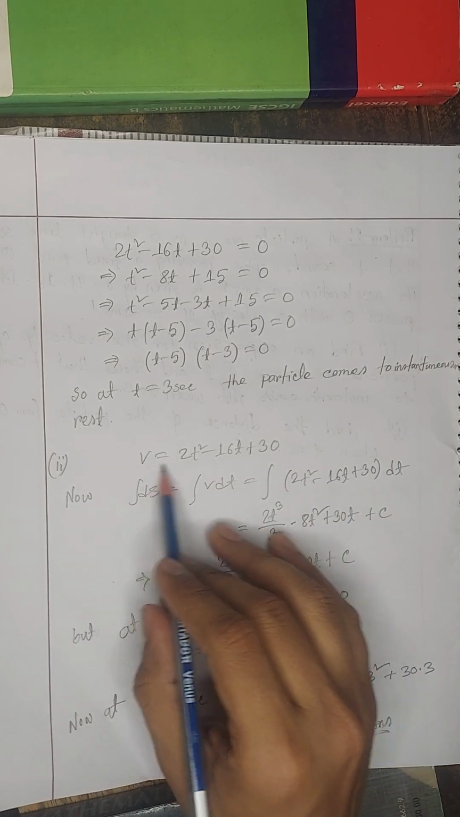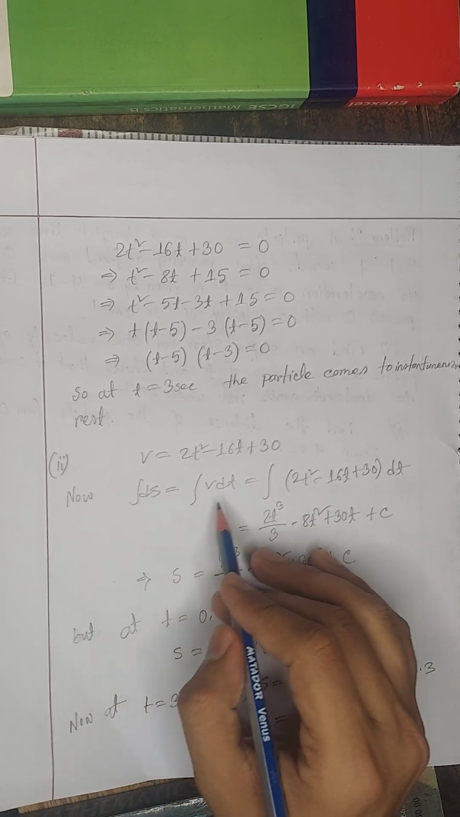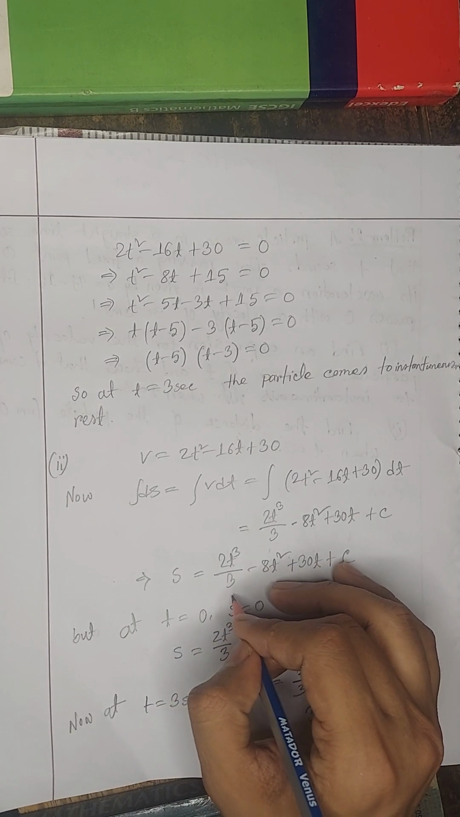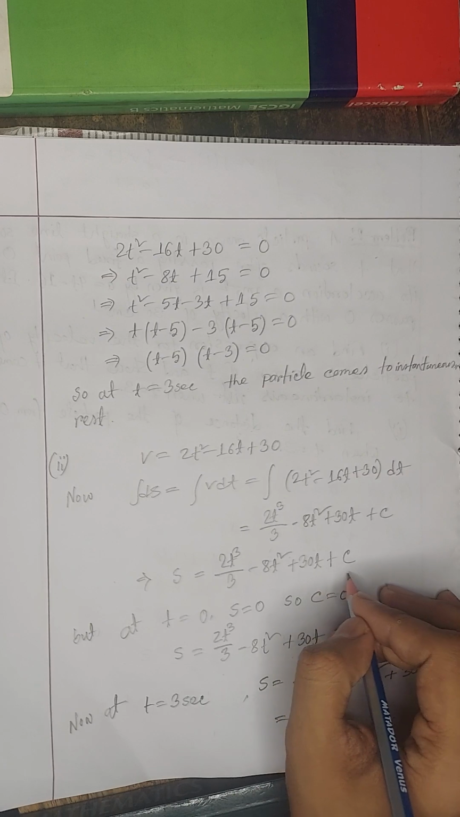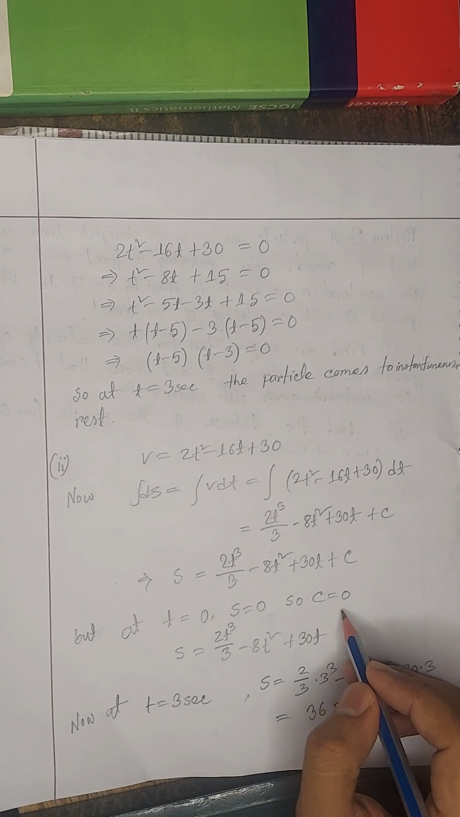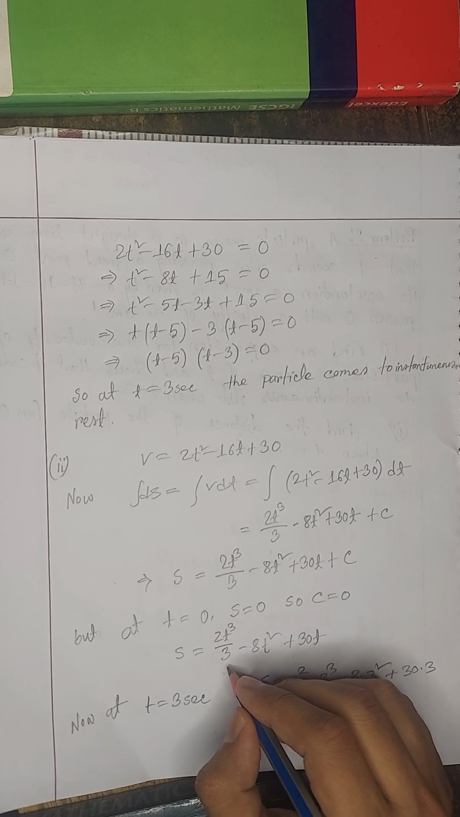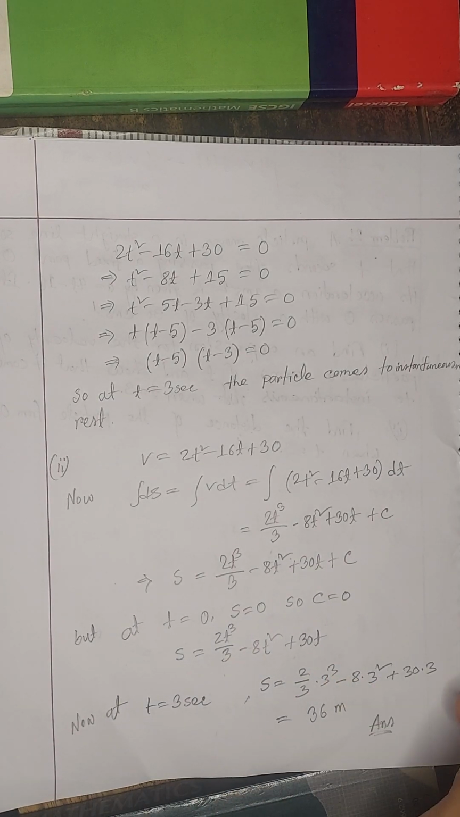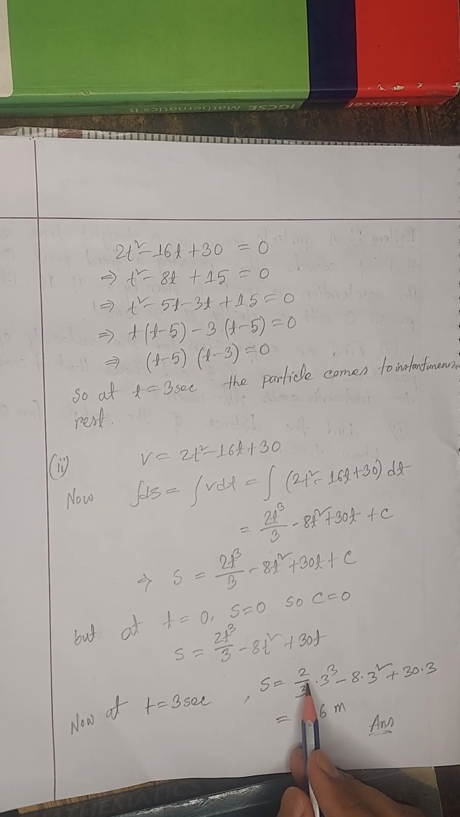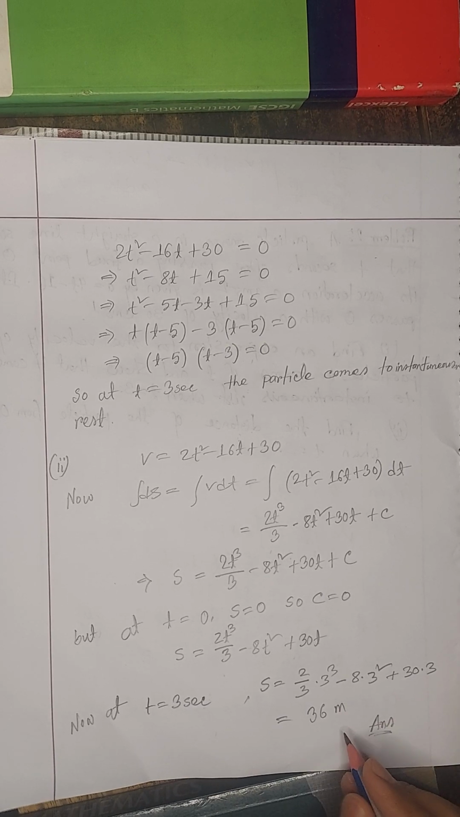Again from this expression we get v is equal to 2t square minus 16t plus 30. If we apply integration both sides, we get the distance, which is s equal to 2t cube by 3 minus 8t square plus 30t plus c. If we apply t equal to 0, s equal to 0, and c will also be 0, so the distance will be 2t cube by 3 minus 8t square plus 30t, right? And at t equal to 3 seconds, s will be 2 by 3 times 3 cube minus 8 times 3 square plus 30 times 3, that is 36 meter, right?